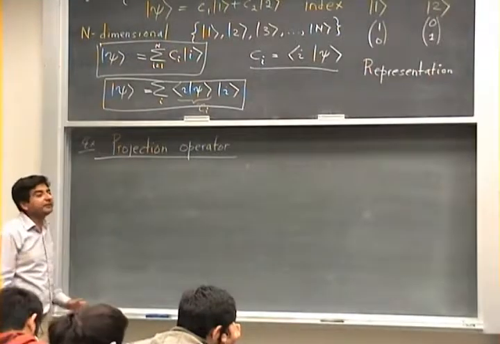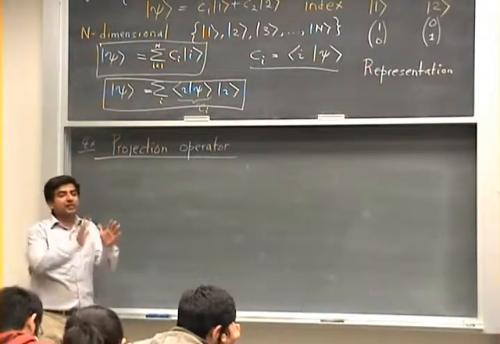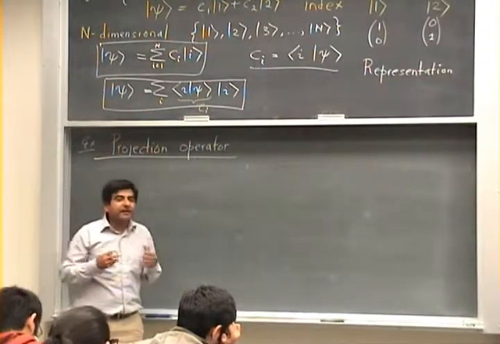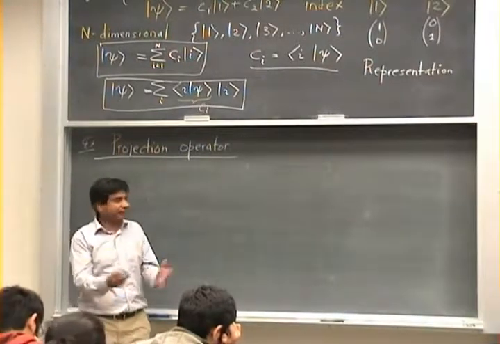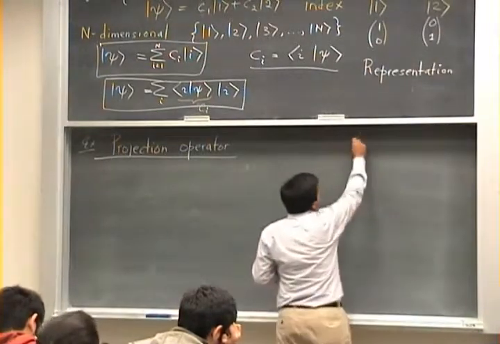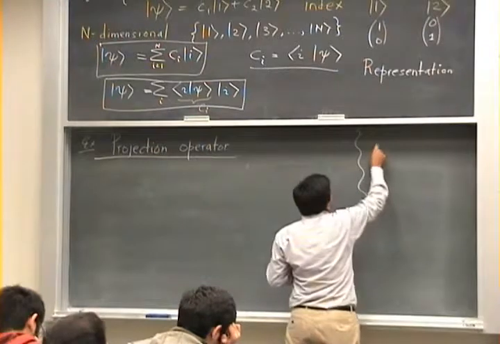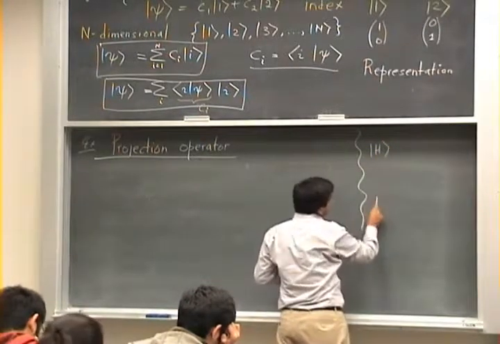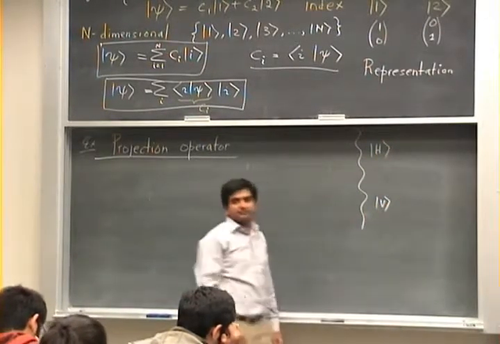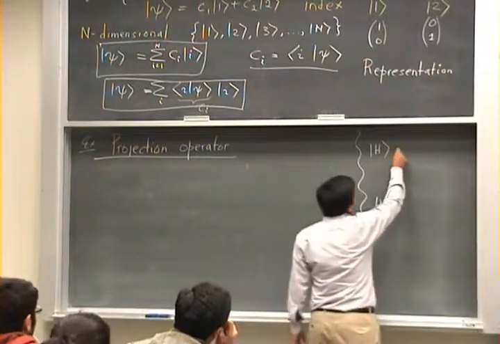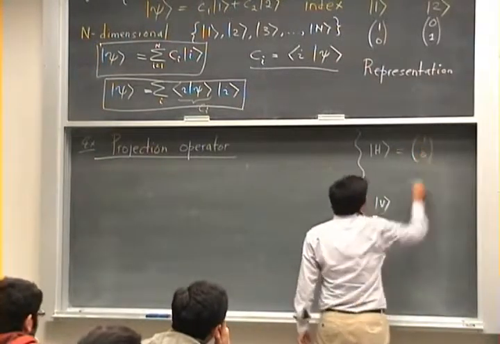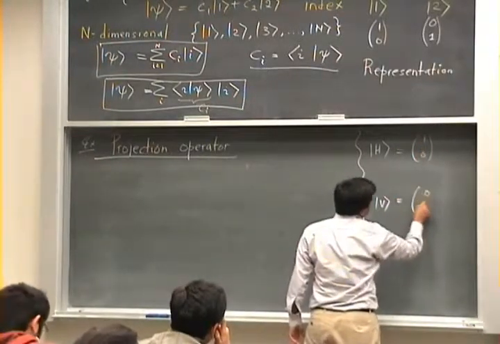Let's start with something really simple. Suppose I have a two-dimensional Hilbert space and I define a representation. Okay? My representation is defined somehow like this. Ket H and ket V are my basis vectors, right? And I represent ket H by (1, 0) and I represent ket V by (0, 1).